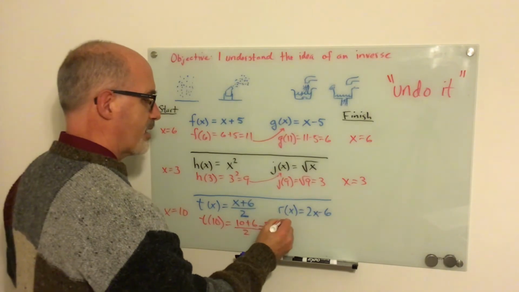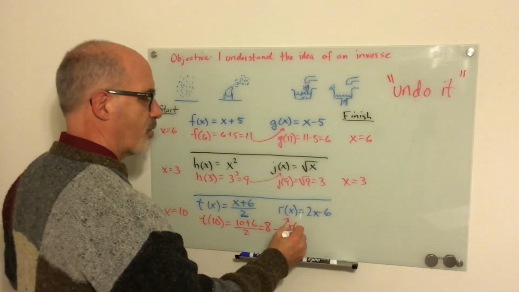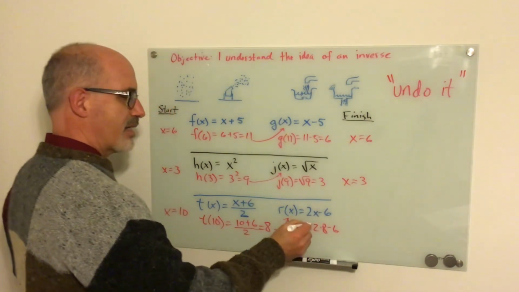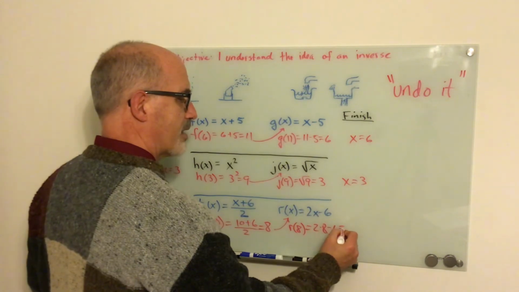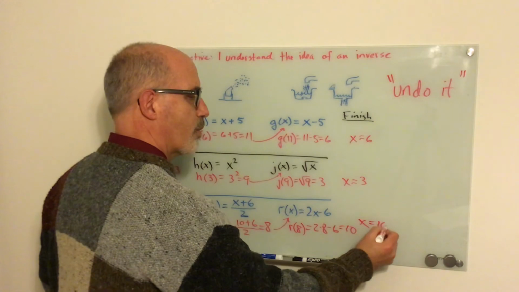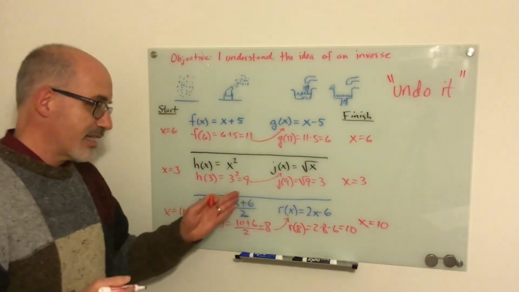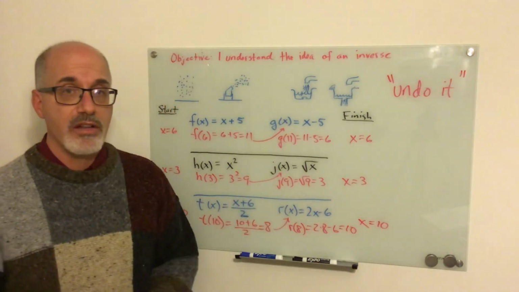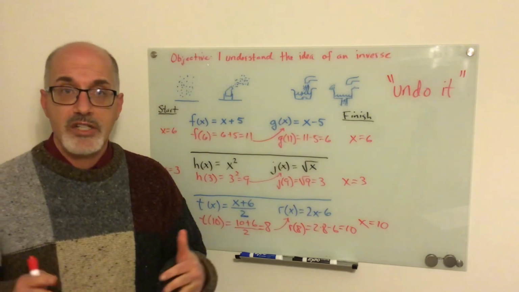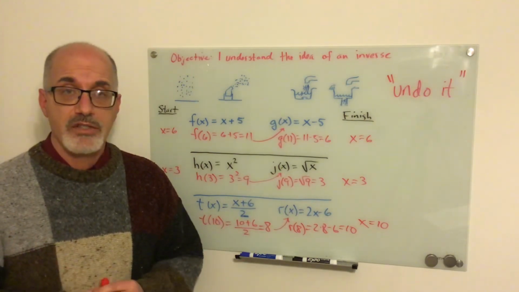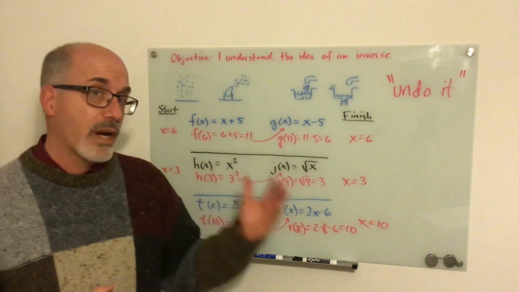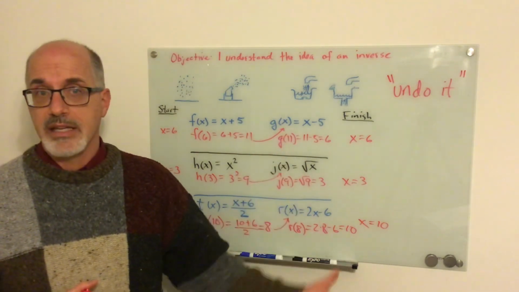Take that 8 and substitute it into the r function, so r of 8. That gives me 2 times 8 minus 6. That's 16 minus 6. That gives me a 10. So notice I end up with the number that I started with. That function undid what that function did. They actually are inverse functions. So at a later time, we'll study more and more functions that undo each other, inverse functions. We'll look at what happens with their graph and how to show even algebraically that one function is the inverse of the other.